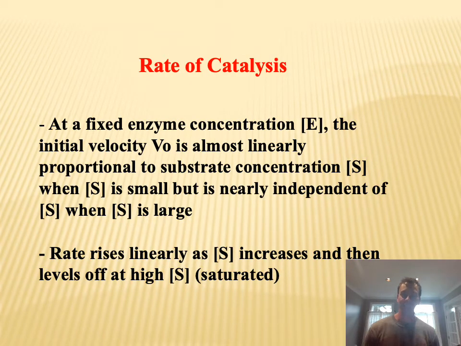So the rate of catalysis at a fixed enzyme concentration, or E, the initial velocity is almost linearly proportional to the substrate concentration, S, when S is small, but nearly independent of S when S is large. So when we're at the bottom of that curve on the previous slide, as you increase substrate concentration, the initial velocity increases. But then at the upper part of the curve, it levels off, so the rate of the reaction is independent of the substrate concentration. So as you can see in the previous slide, it goes up and then saturates at the top point.